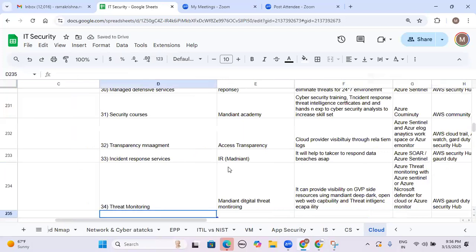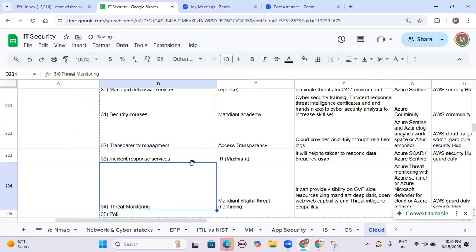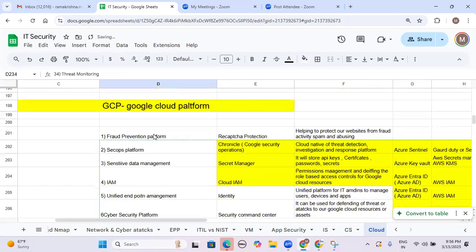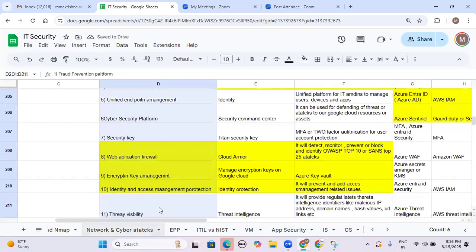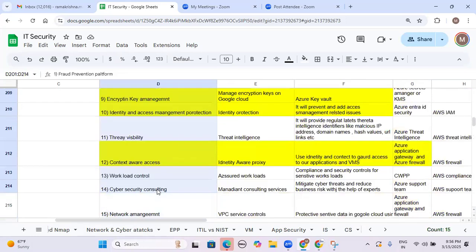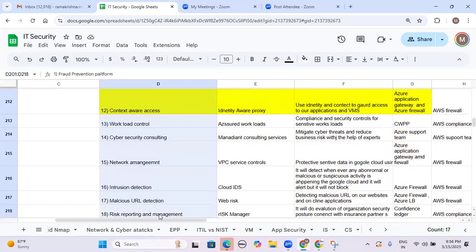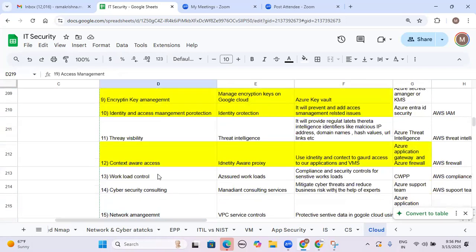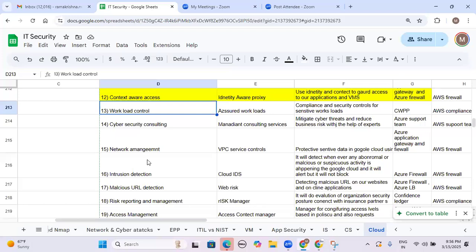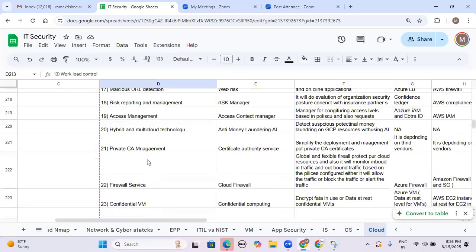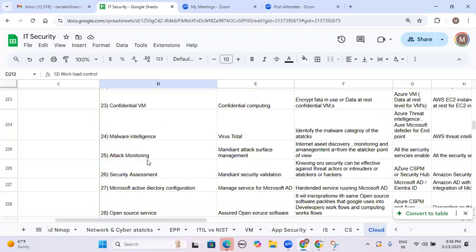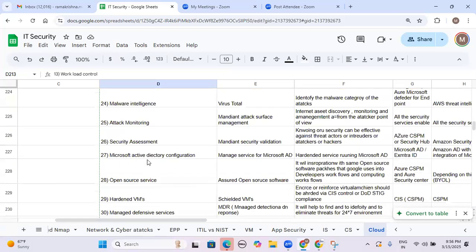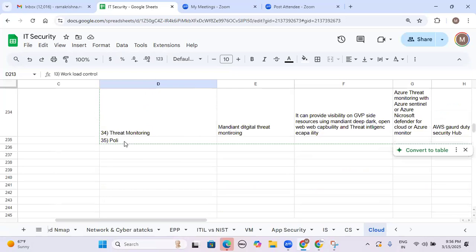So last one, policy management. One second, policy management. Access management, okay. Security assessment. Yeah, policy management, next one.